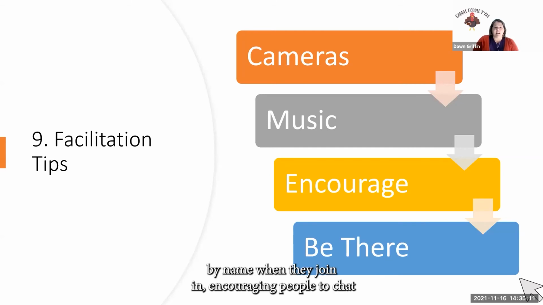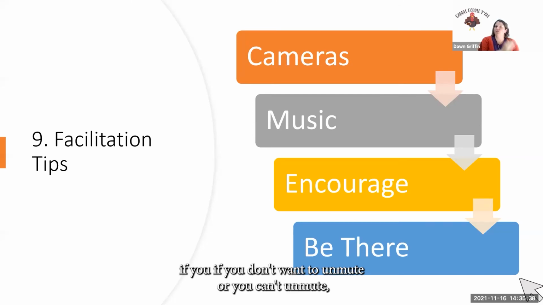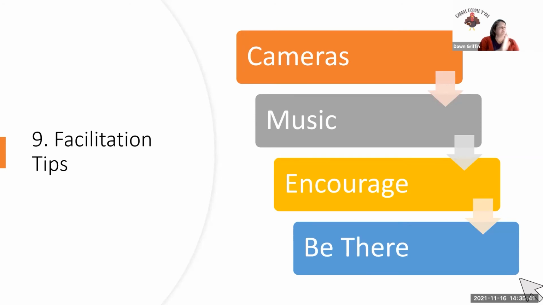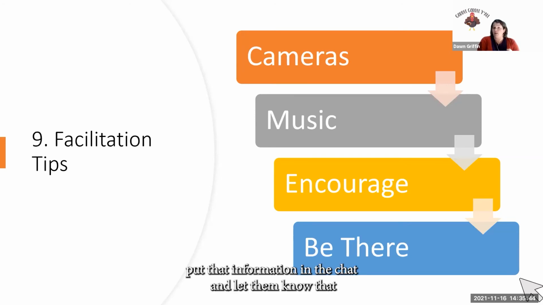Let's see, welcoming people by name when they join in, encouraging people to chat if they can't unmute. Sometimes it's just not possible to unmute. Or sometimes it does get a little bit weird. Sometimes I don't like to unmute in trainings because I feel like I'm interrupting. If it were face-to-face, I probably wouldn't feel that way. It's just that dynamic with the web-based training. So just encourage people, letting them know it's perfectly fine. If you don't want to unmute or you can't unmute, put that information in the chat and let them know that you're seeing that information as well, so that they know that what they're putting in there is getting seen and read.